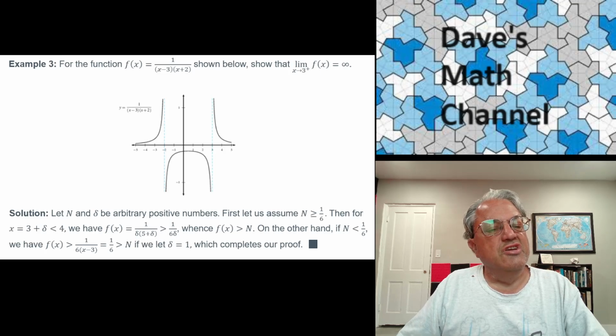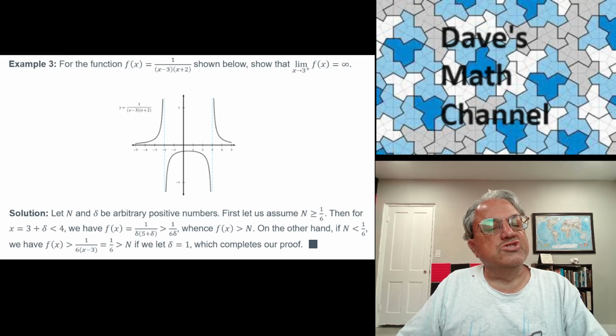You can just see that this right branch of this function, as x approaches 3, approaches plus infinity. That's pretty clear. So how do we prove this? We have to use this n delta argument, and it's not that easy. There's 2 cases you have to look at. Let's look at the case first where we're assuming that delta is less than 1. That's how we'll start this proof. So that means that x is going to be between 3 and 4.